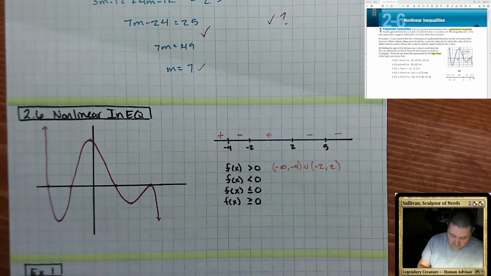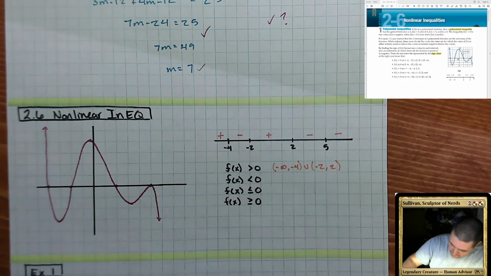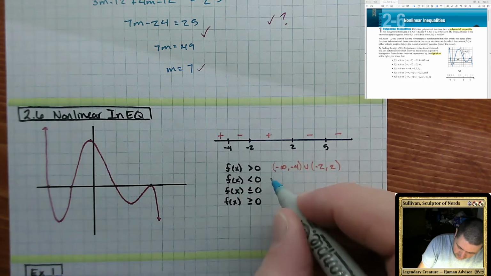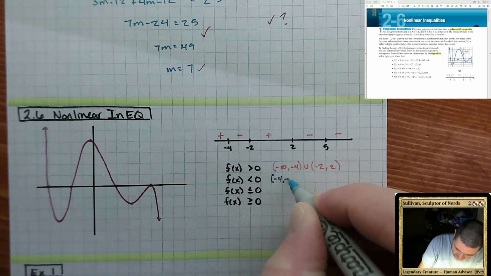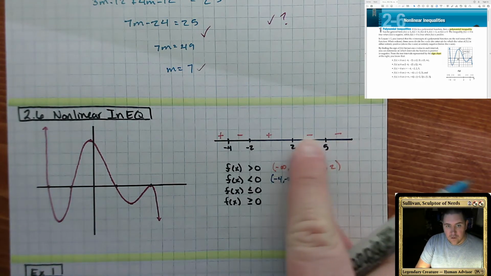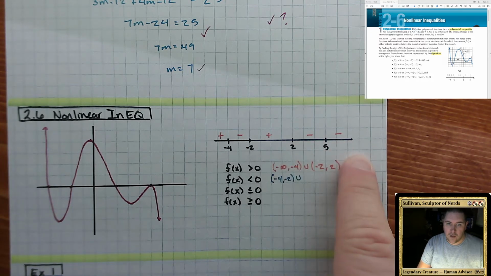If I ask where it's less than 0, I have to be a little more careful this time. See, now it's less than 0 where it's negative. Negative 4 to negative 2, union. Now you would say, well, they're both negative. So can I just say 2 to infinity?